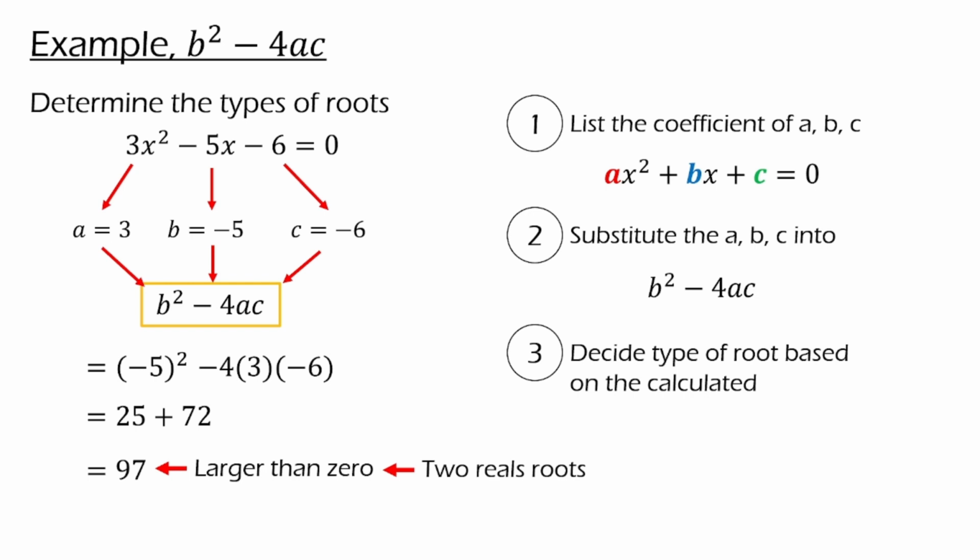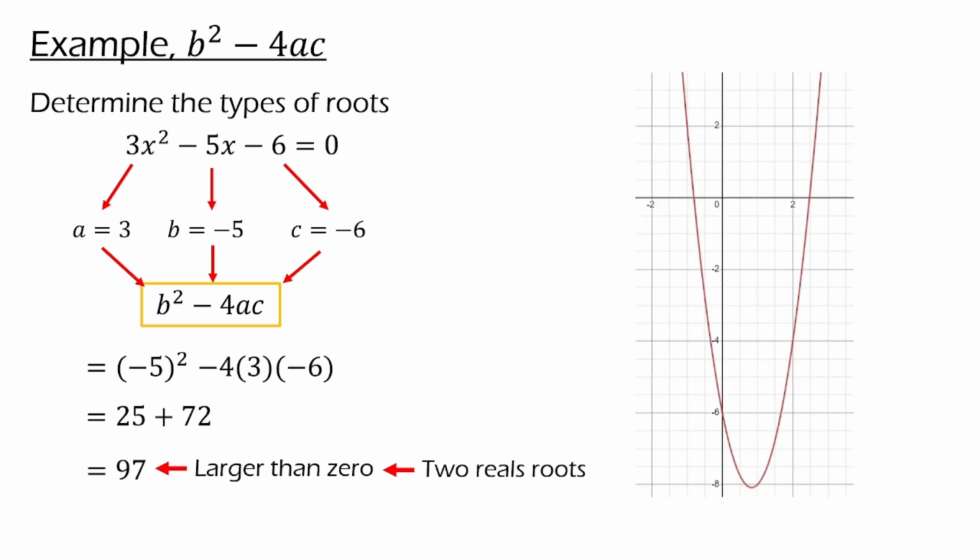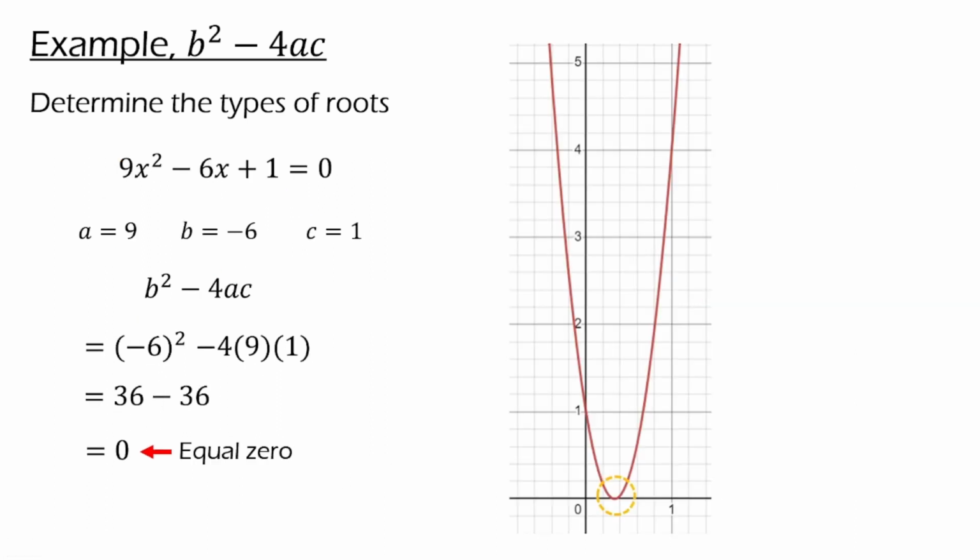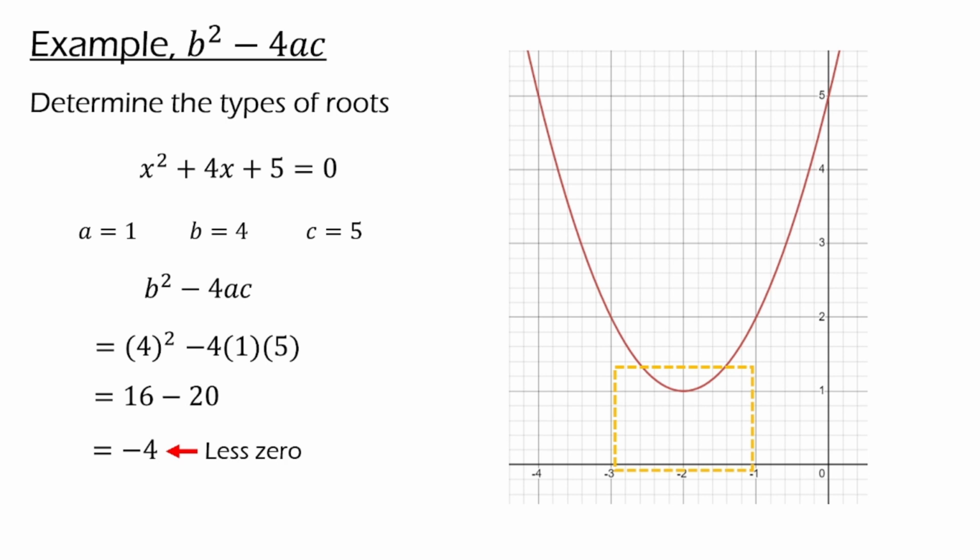I have plotted a graph based on the equation 3x squared minus 5x minus 6. As you can see, the curve intersects the x-axis at 2 points. This also agrees with our calculation that we have 2 real roots. I have prepared 2 examples for you to see. One is the case where b squared minus 4ac is equal to 0. You can pause the video and have a look. The other is where b squared minus 4ac is less than 0. Again, you can pause the video and have a look.